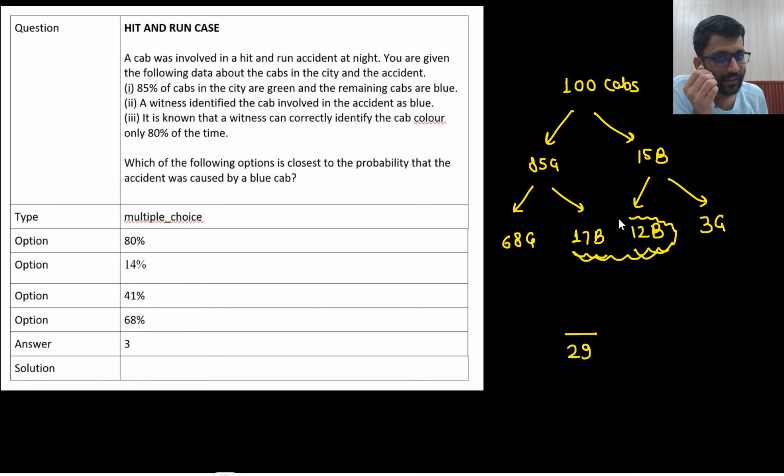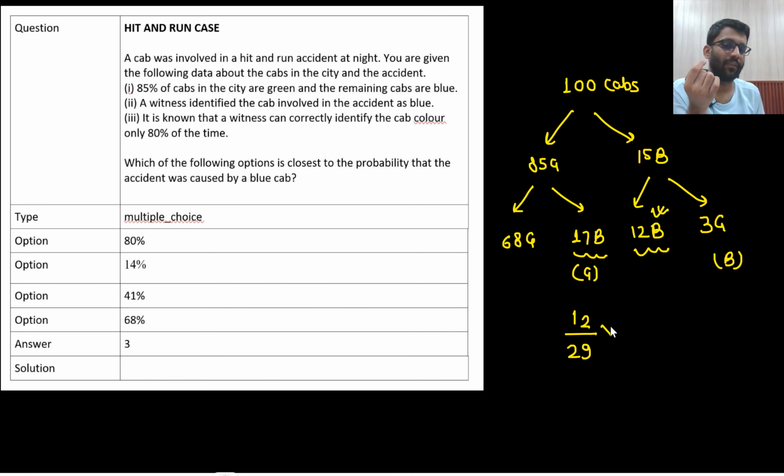One thing we know is that the car will be one of these. So there are 29 chances, and actually it should be blue. This is actually green, right? And this is actually blue. But it should be actually blue. This is not in our desired case. This is not even in our desired case. This is not in our desired case. These are in the desired case, and it has to be actually blue. That means the answer will be 12 by 29. And if you take the percentage, it would be 41%.